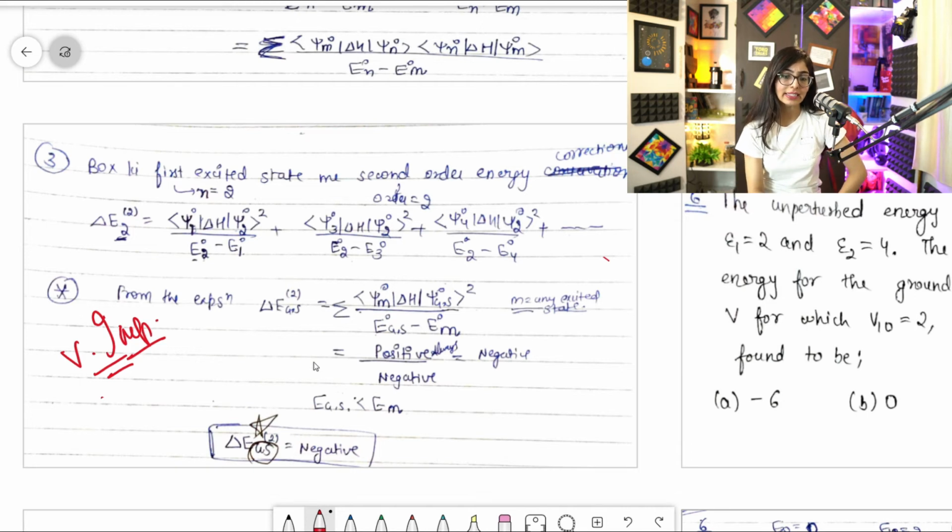So guys, this is delta E ground state. Now, a lot of times, at least I have seen 4 times, questions are there where it is asked whether this second order energy correction is always positive or negative, or sometimes zero, or may vary. Always remember, it will always be negative. This is very important. I'm putting a star over here.